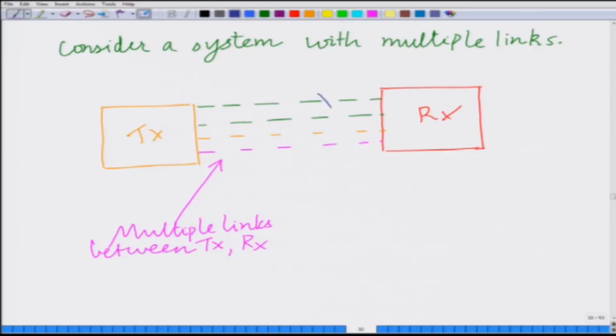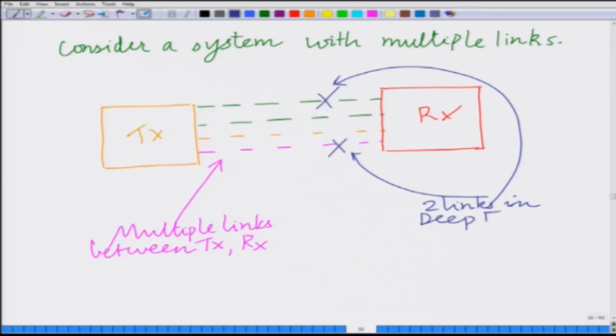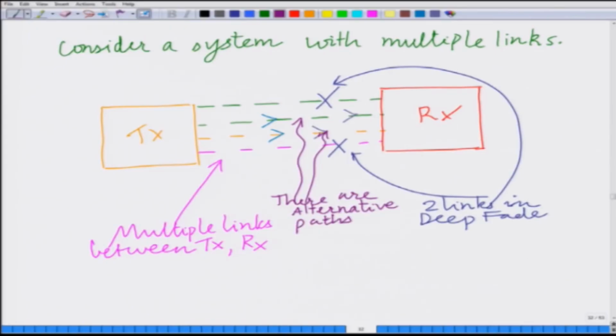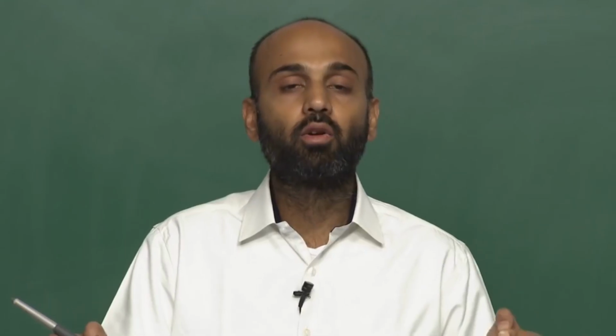Now, let us say 2 of these links are in a deep fade. If 2 of the links are in a deep fade, there are alternative paths. The important thing to notice here is that there are other alternative paths. So, the communication is not disrupted in this scenario because there are multiple links. Even if one or a few links are in a deep fade, there are alternative paths for the signal to propagate from the transmitter to receiver, hence communication is not disrupted.